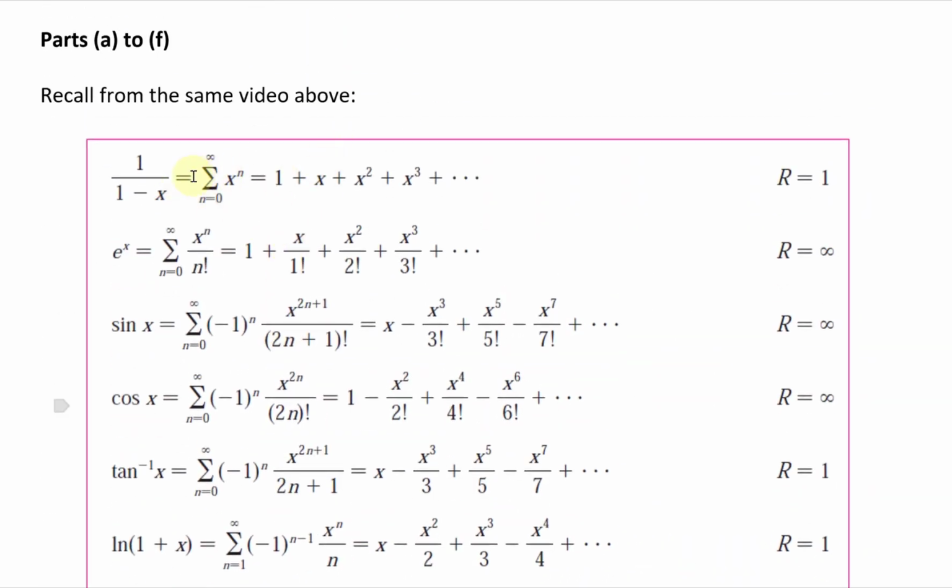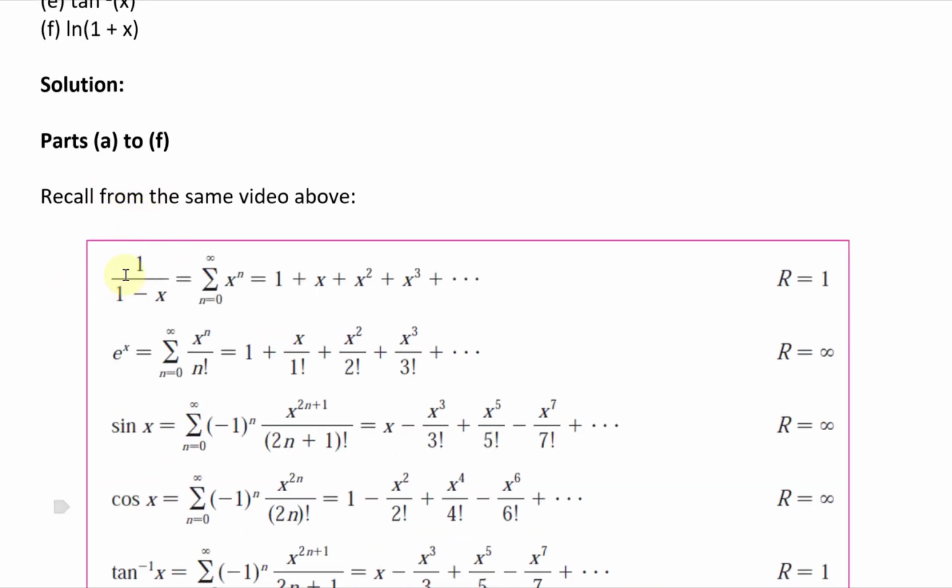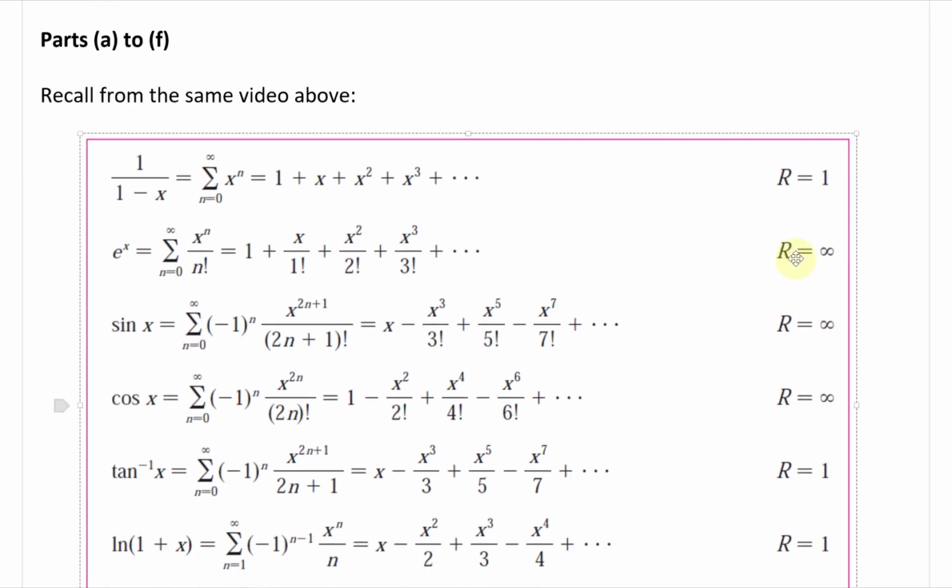This is from that same video, and here is part A, 1 over 1 minus x. The Maclaurin series here is the summation from n equals 0 to infinity of x to the n. When n equals 0, x to the power of 0 is just 1 by definition, and then plus x to the 1, plus x squared, x cubed, etc. The radius of convergence is 1, so the absolute value of x has to be less than 1.